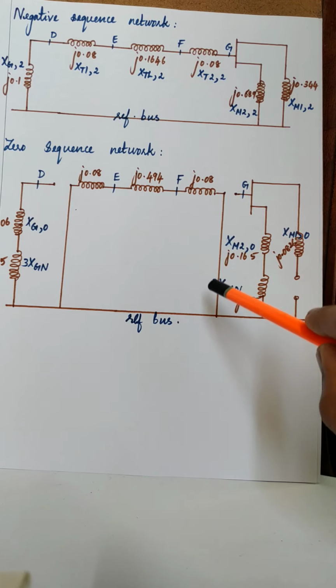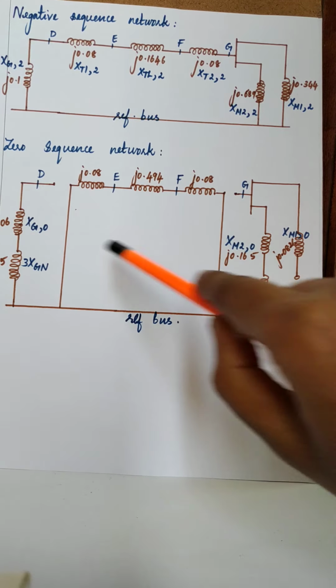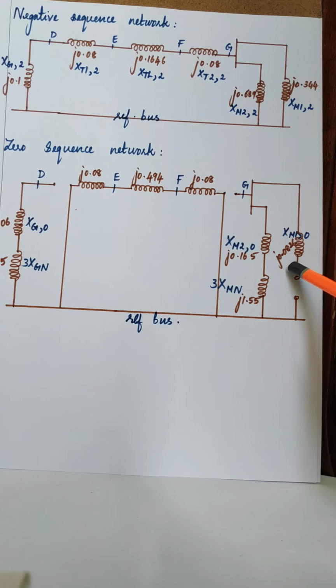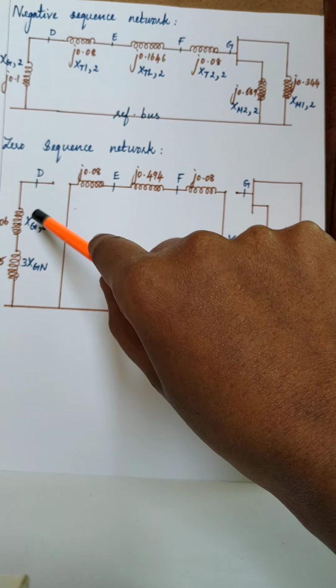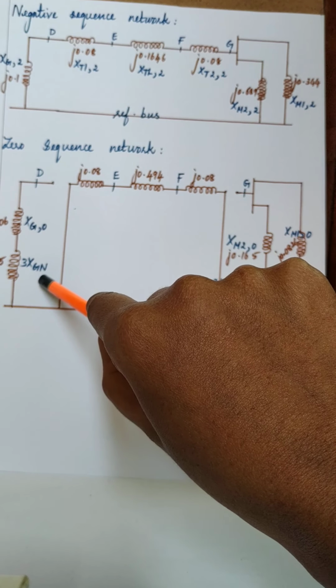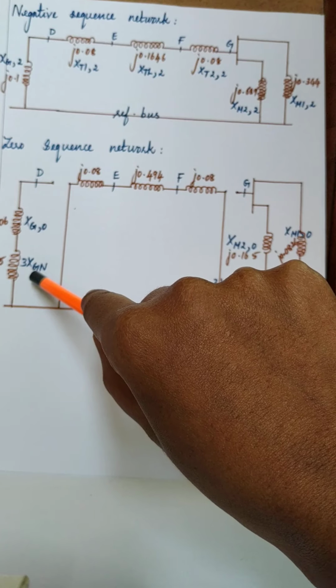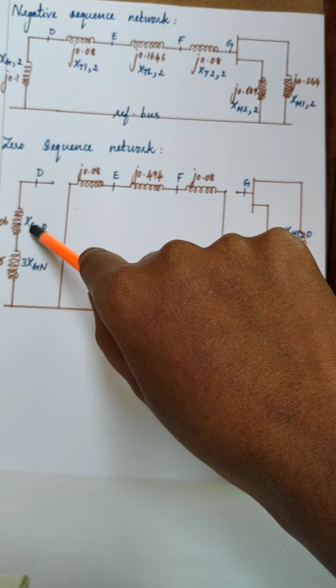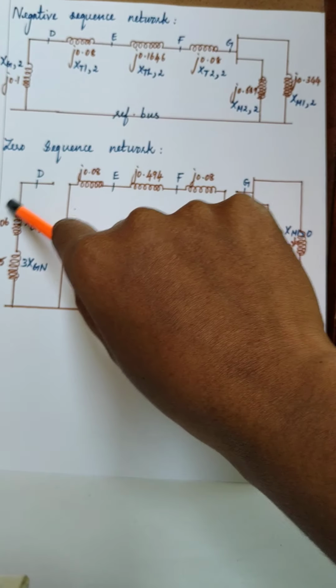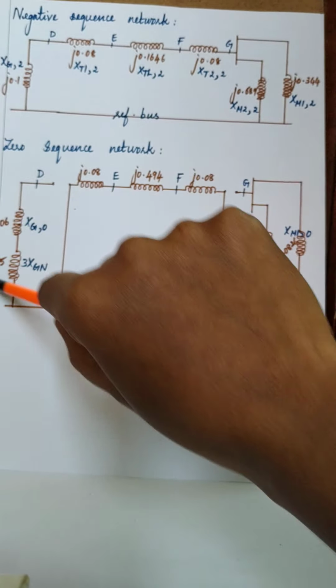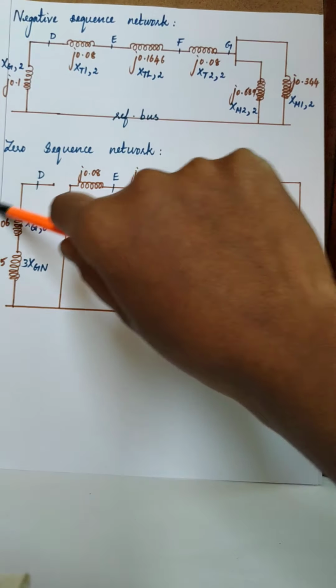Okay. Now the difference is for the generator and the motor, that is, for the synchronous machines, you have to draw the winding zero sequence reactance in series with the neutral zero sequence reactance. So j0.06 we have calculated, and j1.55 also we have calculated. Note the difference in how we have drawn the zero sequence network for the generator.